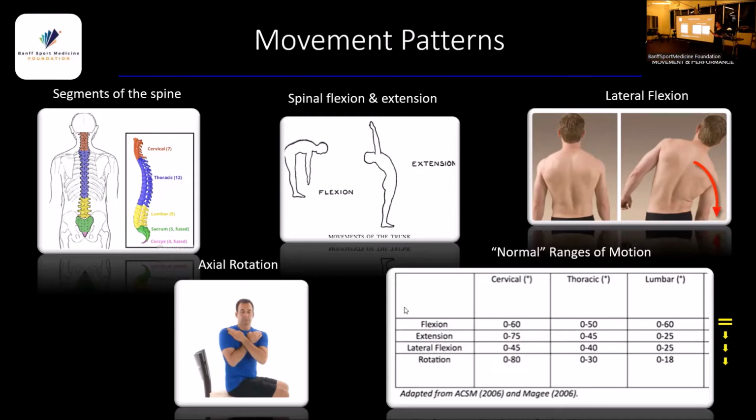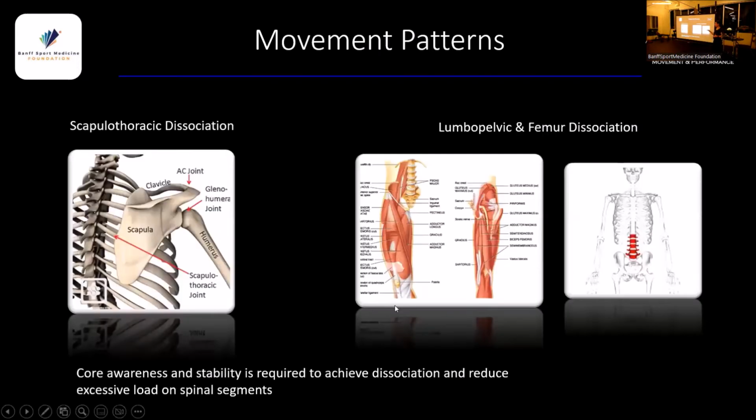So for two movement patterns, we're going to play with this after when we get to our practical. Two movement patterns that I find mostly impact people's spinal movement or excessive spinal movement are the shoulder blade and its connection to your body, and the hip.